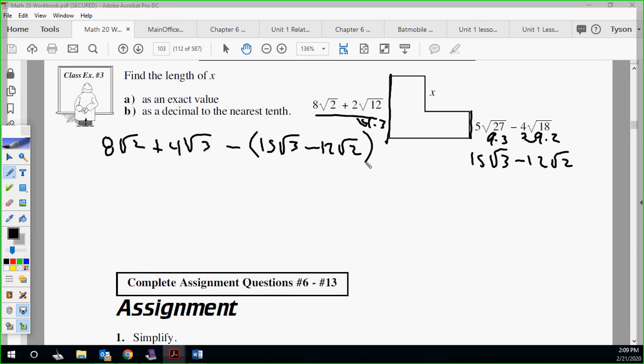So you're going to go 8 root 2 minus a minus. That means plus 12 root 2. That's 20 root 2. 4 root 3 minus 15 root 3 is minus 11 root 3. That's your exact value. Exact means no decimals. Okay. And then simply to get the decimal, you just punch it in your calculator. If you put that in your calculator, you will get 9.2. So 9.2 would be the length of this side. Okay. All right, so we'll stop there.